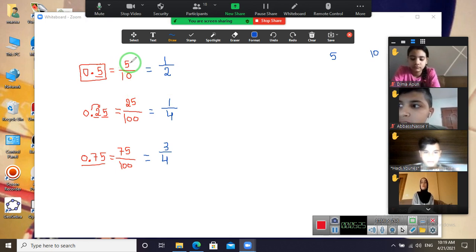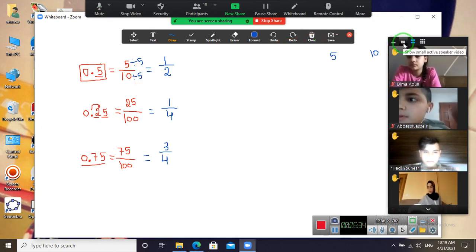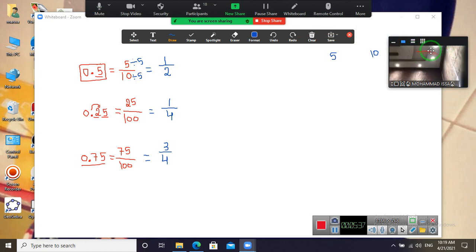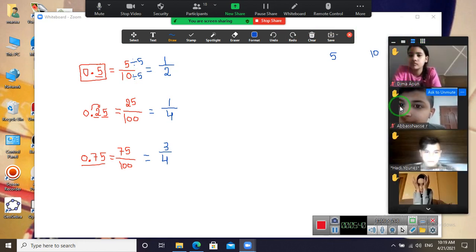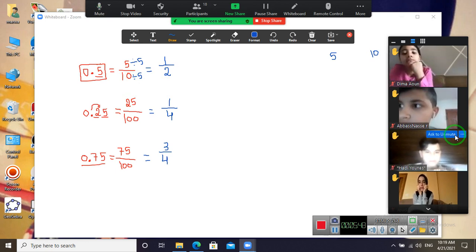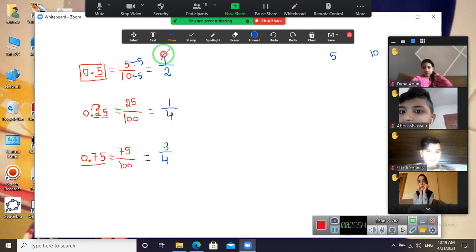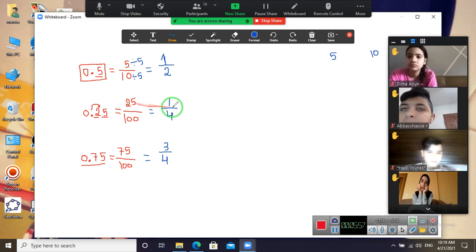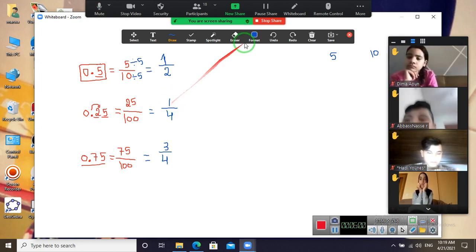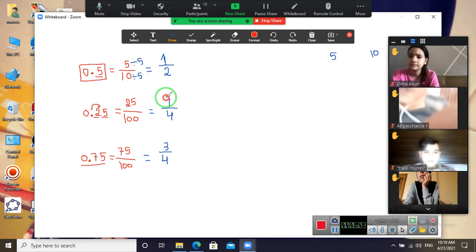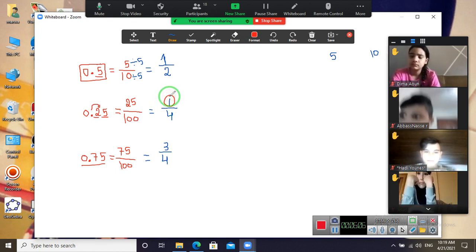So I will divide 5 by 5 and 10 by 5. What will I get? 5 divided by 5 is 1, and 1 over 2. Not times, I will divide. So I ask myself, 5 times what gives me 10? 5 times 2. So the answer is 2. Now, always when I have the numerator 1 in the fraction, that means I divided by the same number.